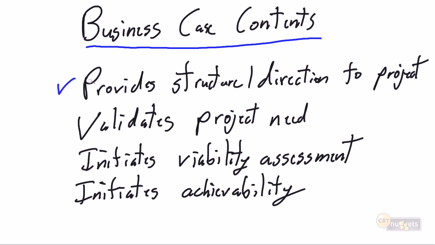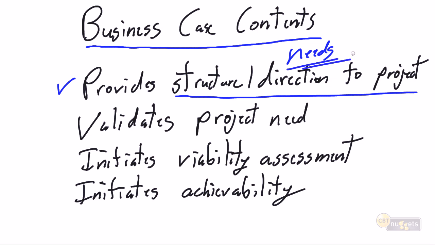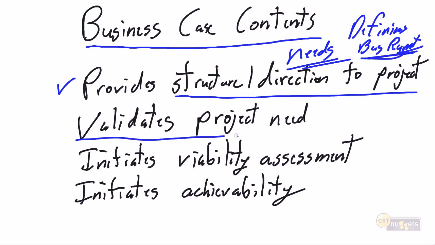And the key statement is, again, no surprise, it provides the structure, the direction for the project. It defines the needs for the project. And it provides that by thoroughly defining the business requirements. It validates the project need. Why do we need this project?